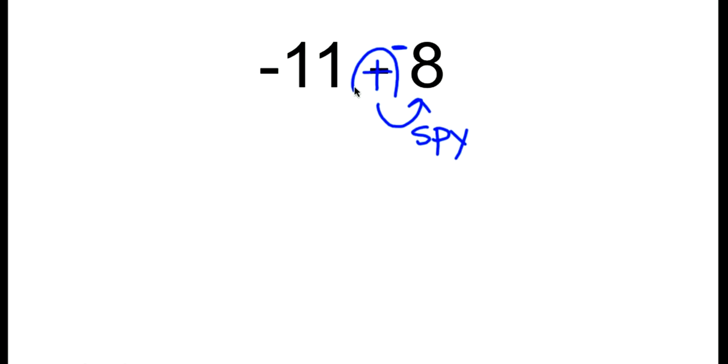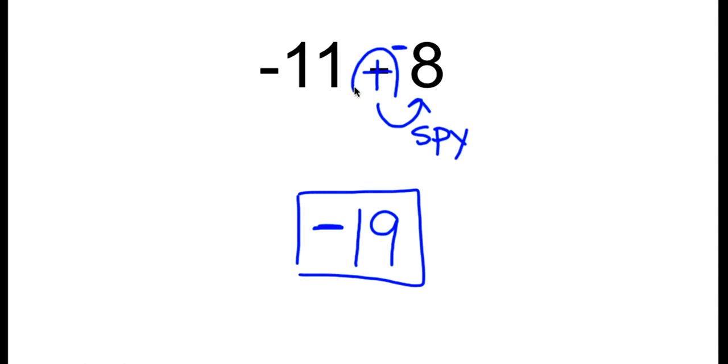When I have a negative fighting a negative, then they're going to join forces. So who's going to win? I'm going to have negatives winning. They're going to join forces because they're both on the same team. And 11 and 8, when I join them together, I get 19. So negatives are going to win by 19.